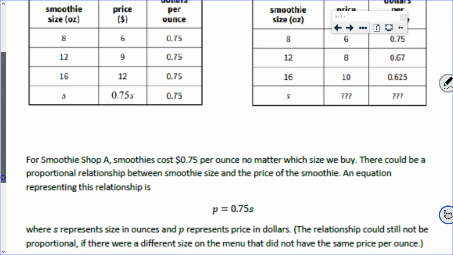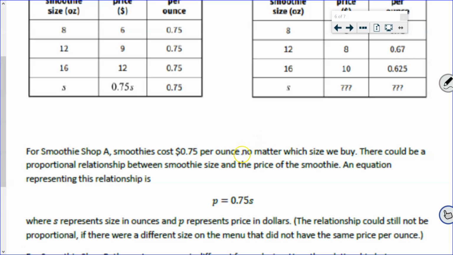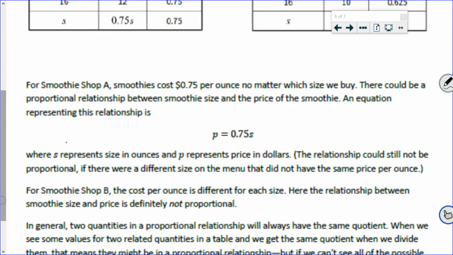So for Smoothie Shop A, smoothies cost 75 cents per ounce, no matter which size we buy. There could be a proportional relationship between smoothie size and the price of the smoothie, and that equation is P equals 0.75S, where, and this is what Gabe did, which I really appreciate, S represents the size in ounces and P represents the price in dollars. They defined the variables. They said, I'm going to use S and this is what S means. I'm going to use P and this is what P means. And I like taking that step.